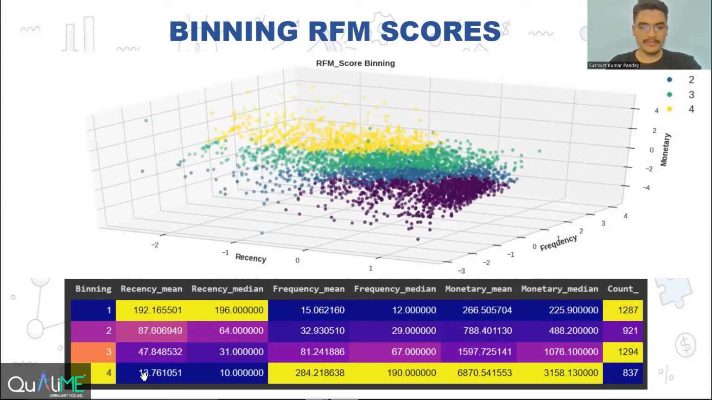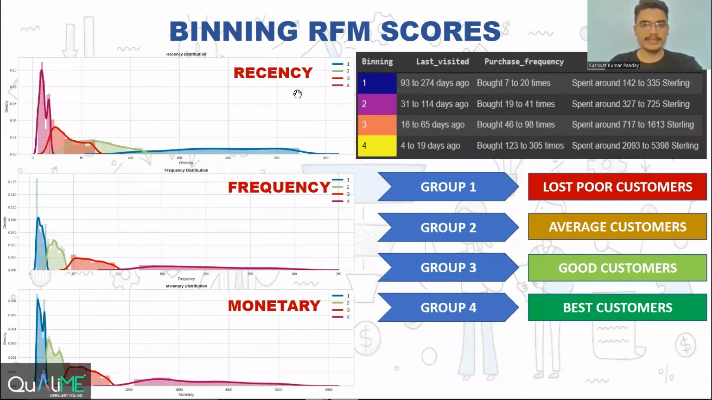If you look at group number 4, these customers visited recently, around 10 days back, and they spent a lot of money and they bought so many times. So these are the best customers. So these are the comparison of distribution of recency, frequency, and monetary for all the groups. This is the description of all the groups.